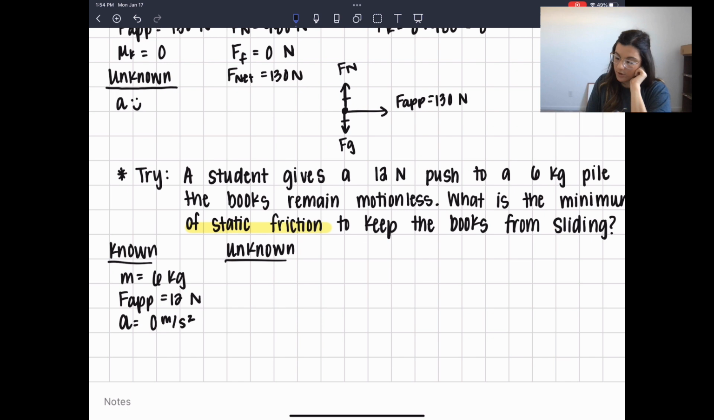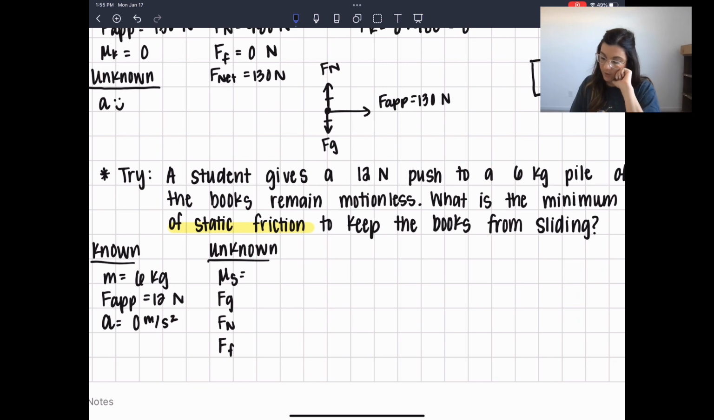So my unknowns... Let's see, what am I trying to find? I'm trying to find a mu value, a coefficient value, and I don't know gravity, I don't know my weight, they didn't tell me that, which means I don't know my normal force, and I don't know my friction force either. So a lot of unknowns. So let me draw my diagram.